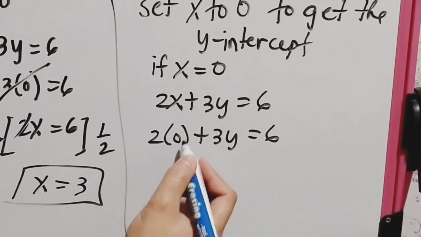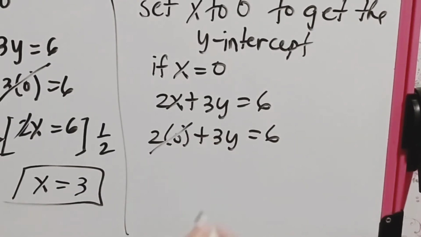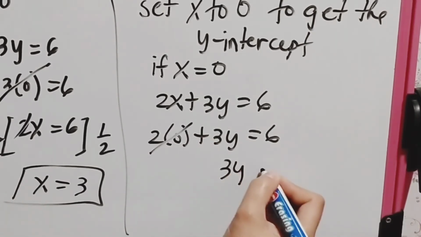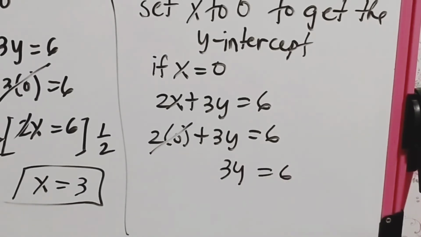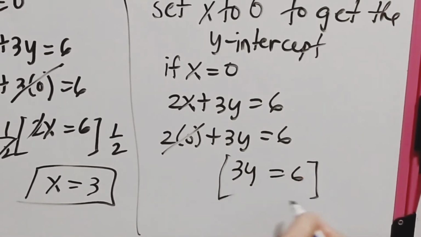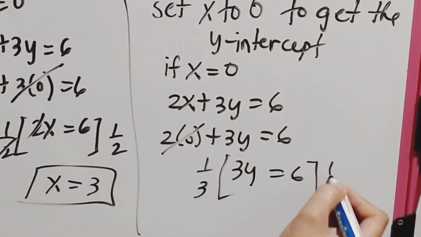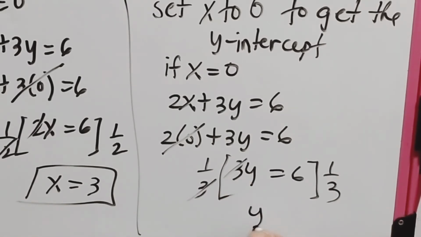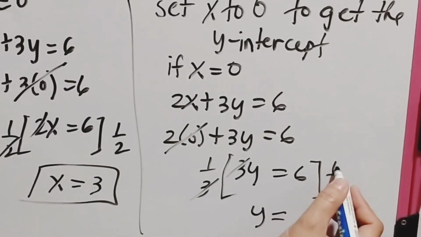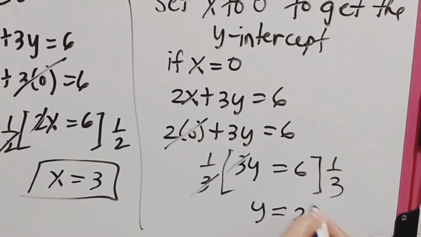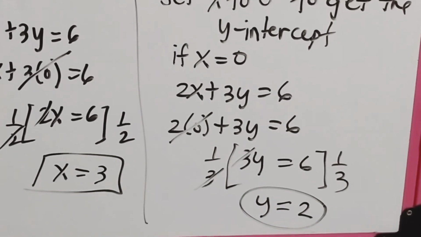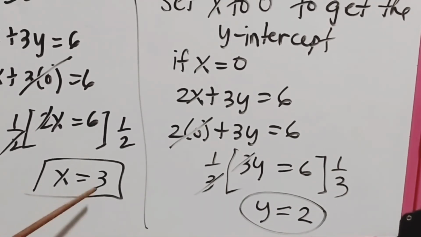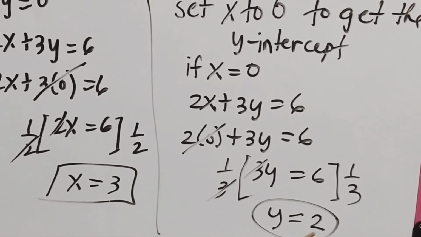Yan. But 2 times 0 is 0. So, wala na yan. Sa kaliwa, meron na lang 3y equals 6. Kung ang tatlong y ay 6, ilan ang isang y? So, we will multiply both sides of the equation by 1/3. Reciprocal ng 3. 1/3 times 3 is y na lang yan. 1y. 6 times 1 is 6 over 3 is 2. So, we have the x-intercept is 3 and the y-intercept is 2.